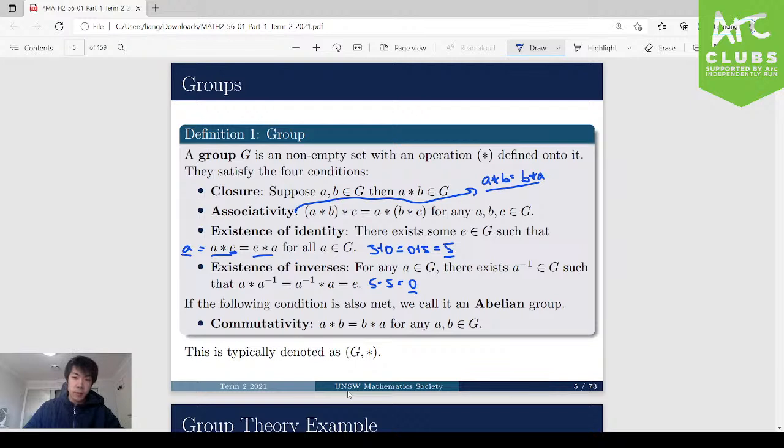There is an extra condition where if it's also met, it's called an abelian group. And this is what I was talking about before. If this thing is also true, which is, like I said, distinct from the second condition here, associativity, then you have basically a set that commutes. So A star B equals B star A. You can not only interchange the brackets, but you can also interchange the order in which you write out your expression. So A star B is equal to B star A. Okay. And usually the typical notation for a group is in brackets G and then comma star. So this would represent the set that the elements are coming from, and this would represent the operation that you're applying. Okay.